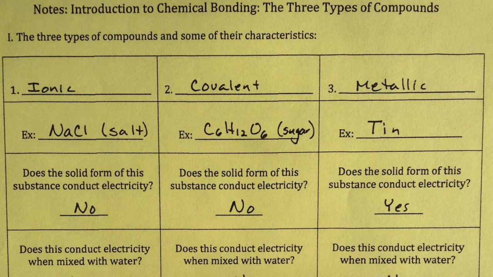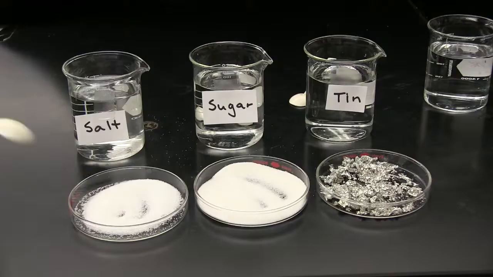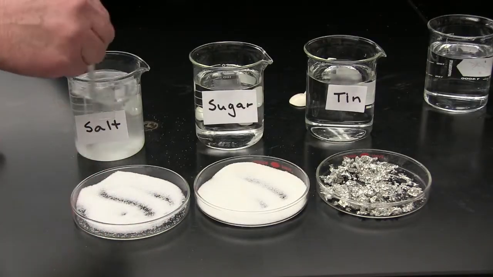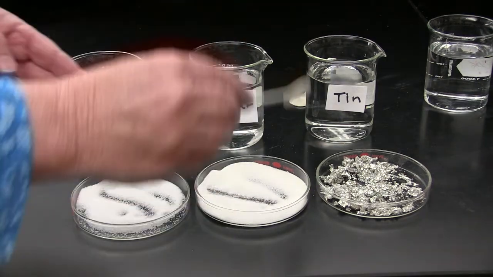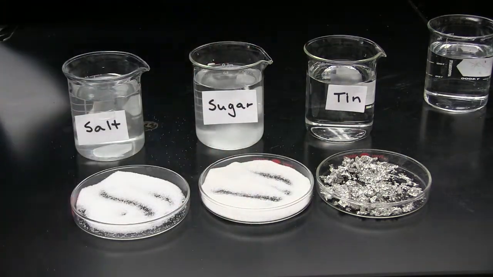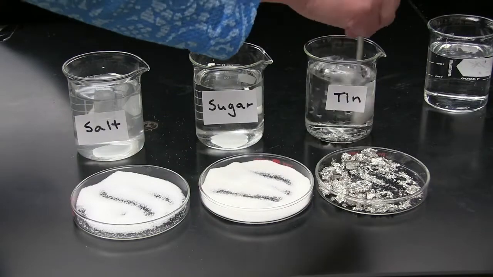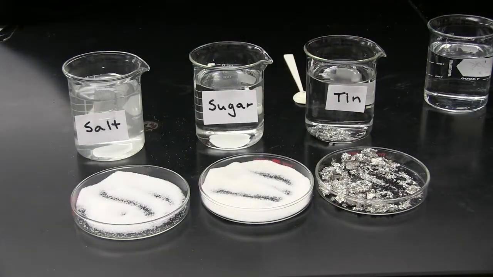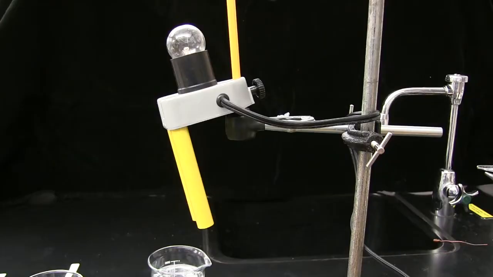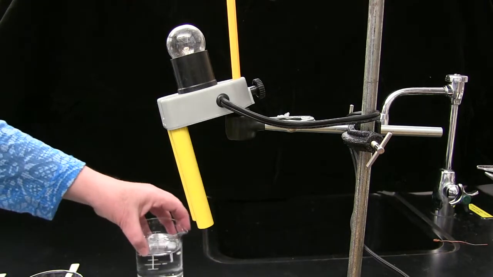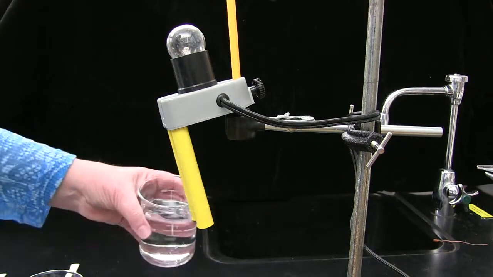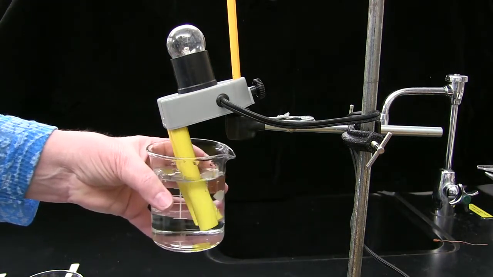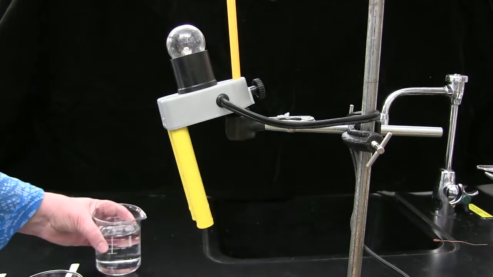But what about if we put them in water? Now you know that salt will dissolve in water, and sugar will dissolve in water. Metals don't dissolve in water, so testing the metals, that's kind of a silly thing, but we'll be using this conductivity apparatus that will glow when there's an electric current flowing through the water. Pure water does not conduct electricity.